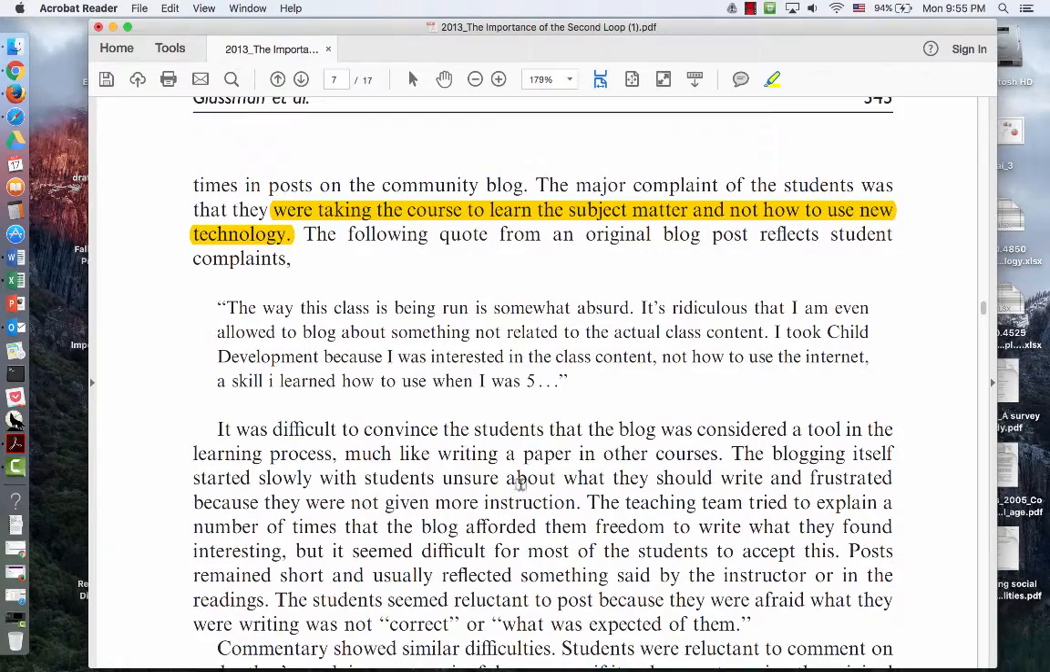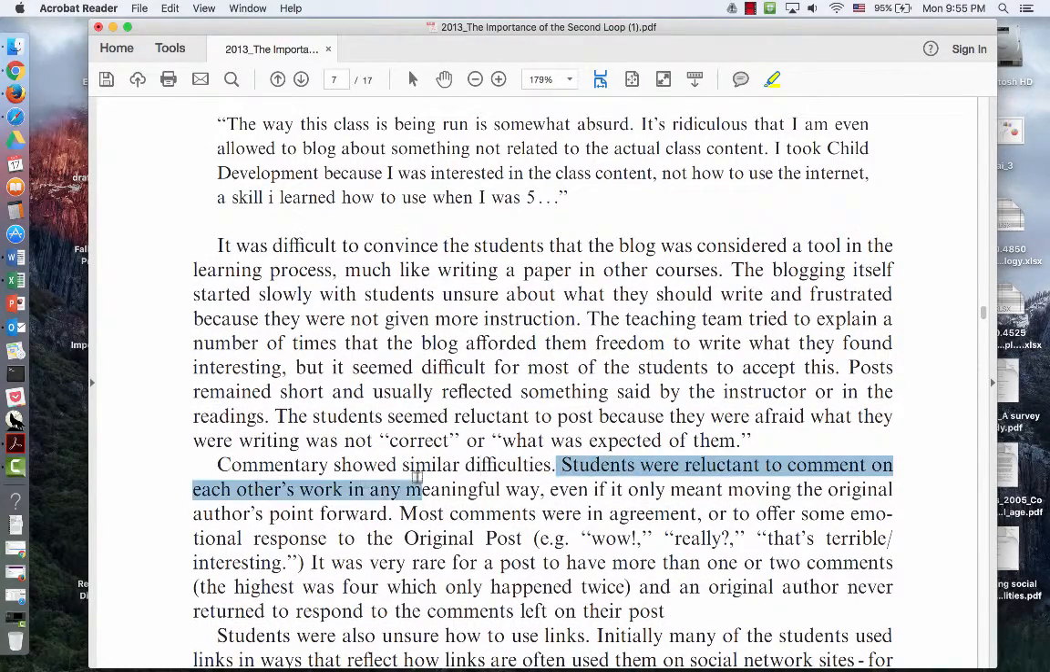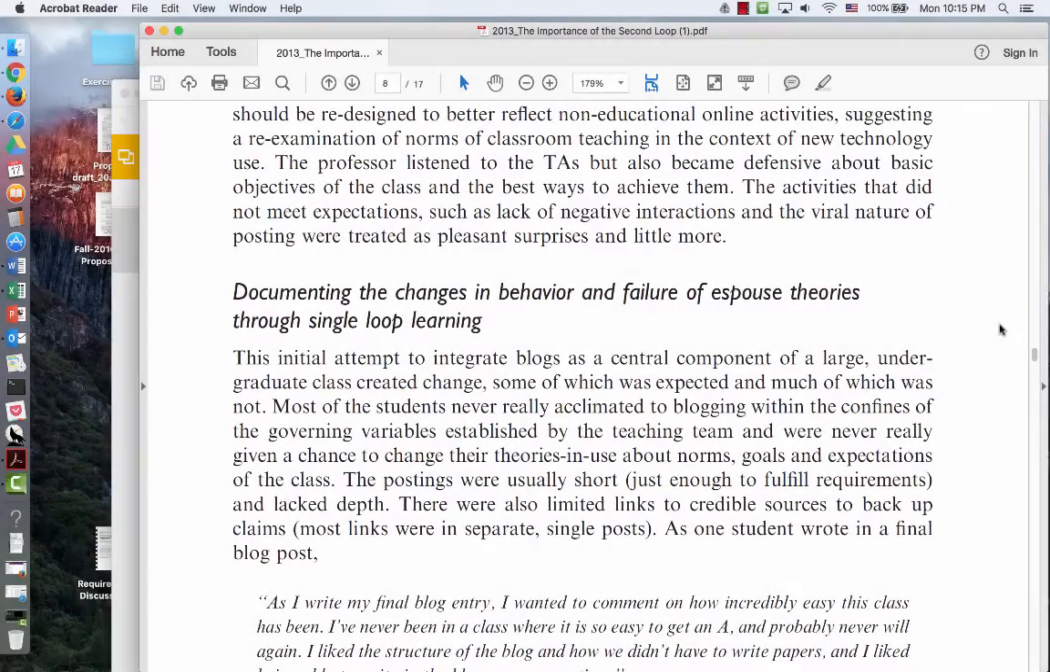Additionally, students were reluctant to comment on each other's work. And when the teaching team tried to explain that the blog afforded them freedom to write what they found interesting, it seemed difficult for students to accept this. After the first round of implementation, the instructors did a reflection. Their main conclusion was that the unsuccessful result was primarily due to the single loop learning approach.